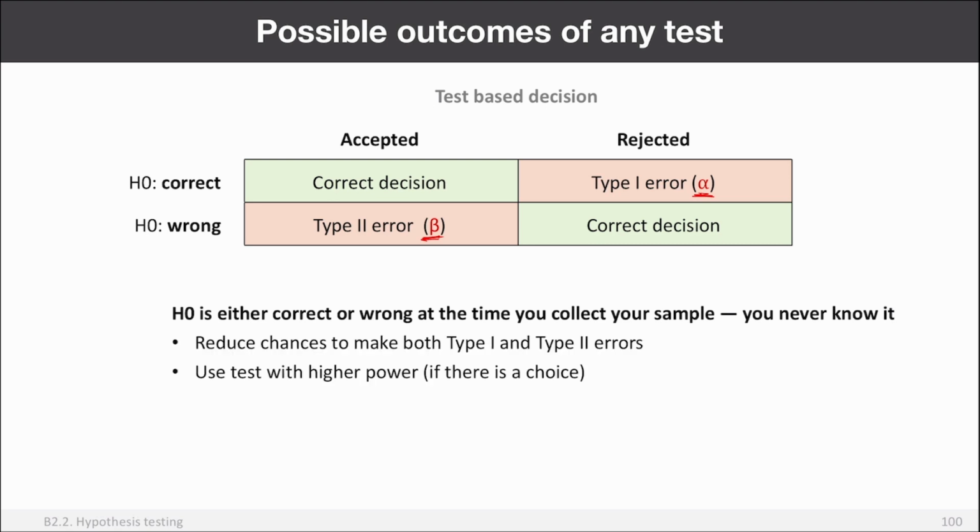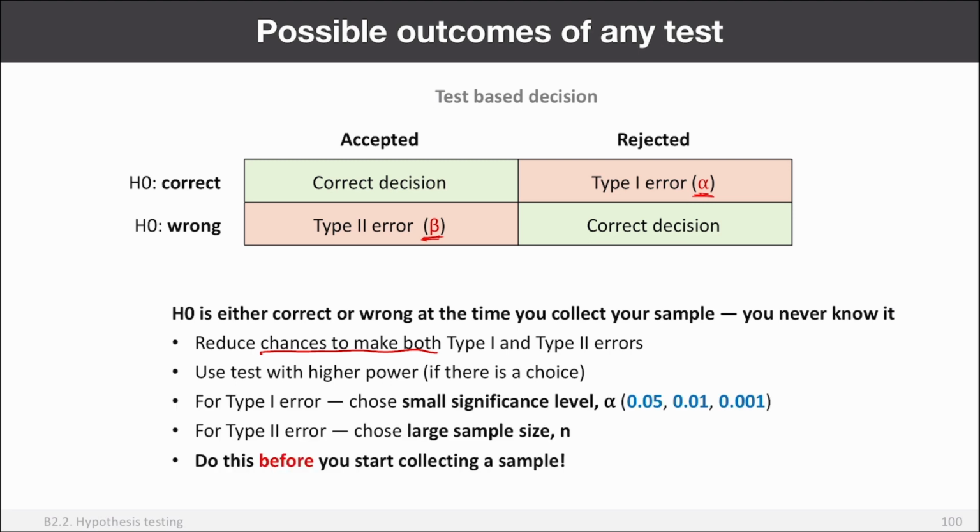And since you never know if the null hypothesis is correct or not, the only way to make your experiment and make your test correctly is to try to reduce chances for both. And now you know how to do it, right? So you need to reduce alpha, and then you need to increase sample size, and how to calculate the correct sample size we will discuss in a minute.